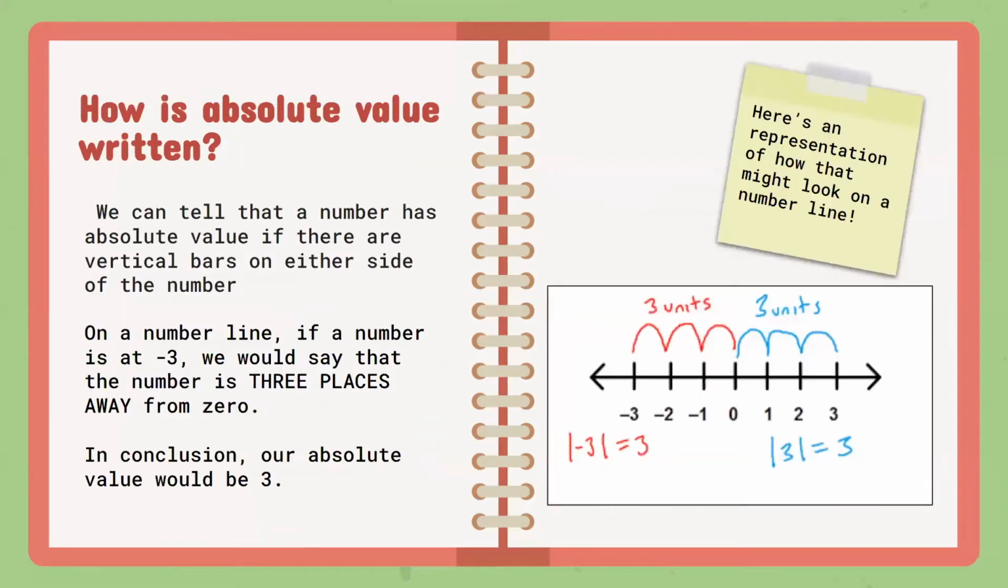How is absolute value written? We can tell that a number has an absolute value if there are vertical bars on either side of the number. On a number line, if a number is at -3, then we would say that the number is 3 places away from 0, which is the distance from 0. In conclusion, our absolute value would be 3. Here's a representation of how that might look on a number line.